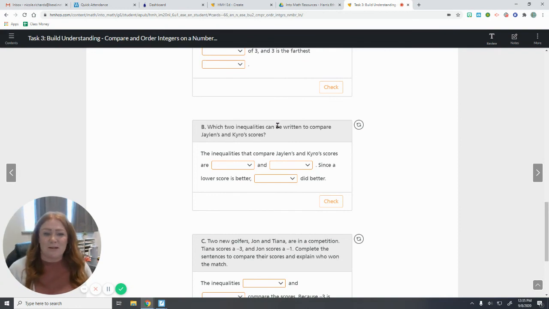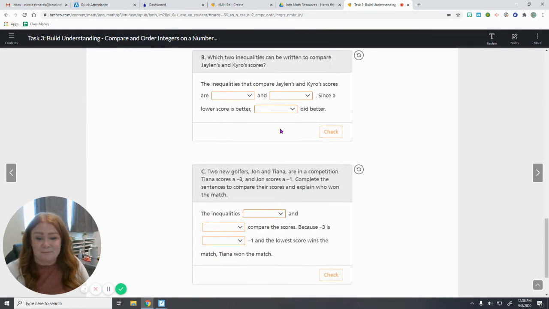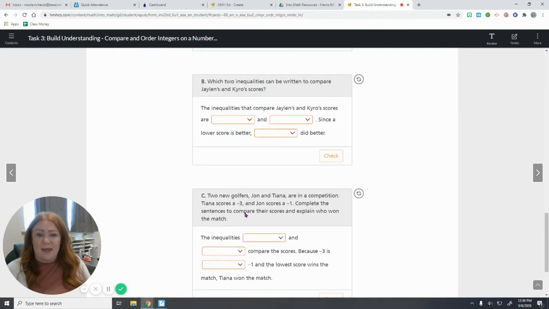Okay, so which 2 inequalities can be written to compare Jalen and Cairo's scores? So this is what we talked about. So how can we flip these inequalities? So thinking about Jalen and Cairo. Jalen had -3, Cairo had 1. So I know that -3 is less than 1, and then we need to take that and flip everything about it. So see if you can do that. So thinking back to here, right? We took everything and flipped all of that.